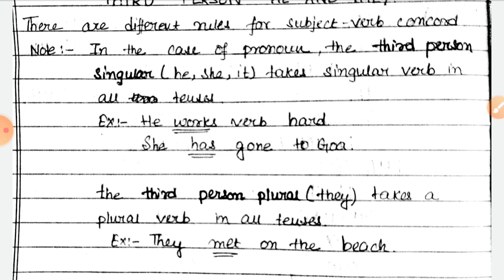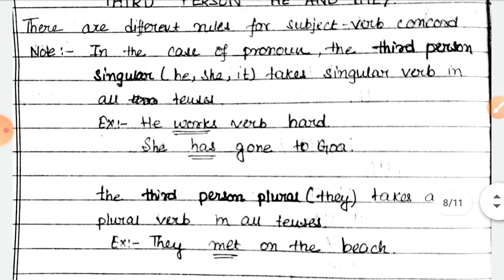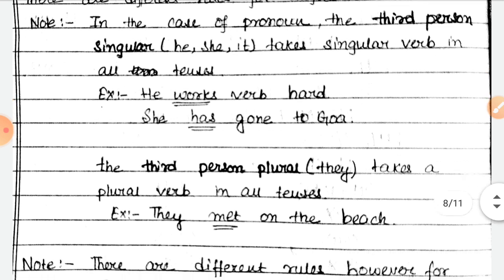He works very hard. Yes, an s is getting added, you can see. She has gone to Goa. This is again a singular verb. So third person singular will take a singular verb, and third person plural, that is they, will take a plural verb. They met on the beach. Okay, "they meets" is never used. They met on the beach. So third person singular he, she, it will take a singular verb and third person plural they will take a plural verb.